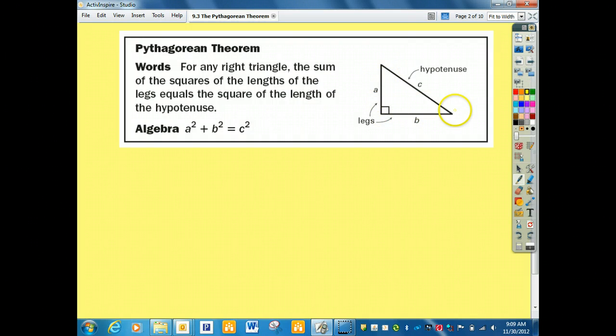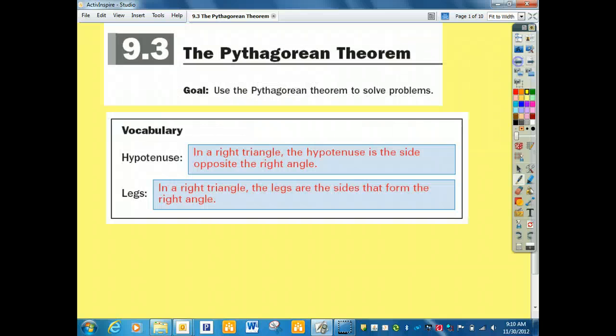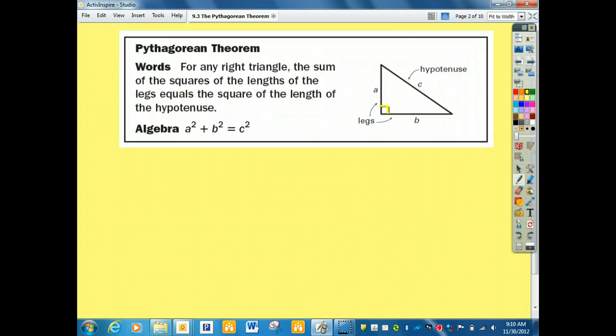And how do I know this is a right triangle? Excellent. The 90-degree sign right there indicates a 90-degree angle, therefore I know it is a right triangle. Now the hypotenuse is always the side opposite of the right angle. So your hypotenuse can never be connected or part of the right angle. And your hypotenuse is always labeled with a C.